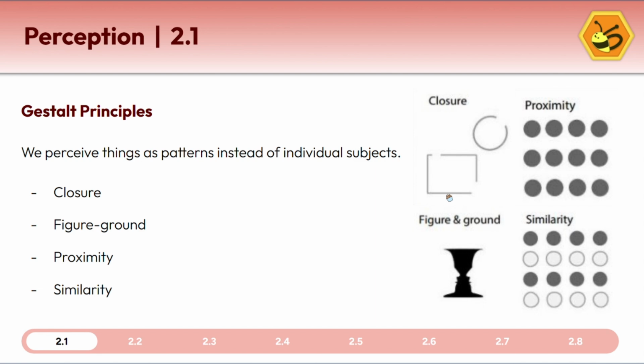Figure ground is the separation of a figure and its background. So here, if you choose the background to be black, you're going to see 2 faces, and if you choose the background to be white, you're going to see a vase.